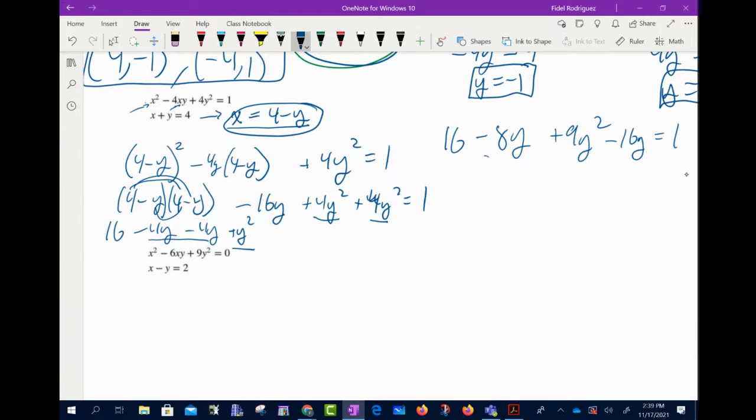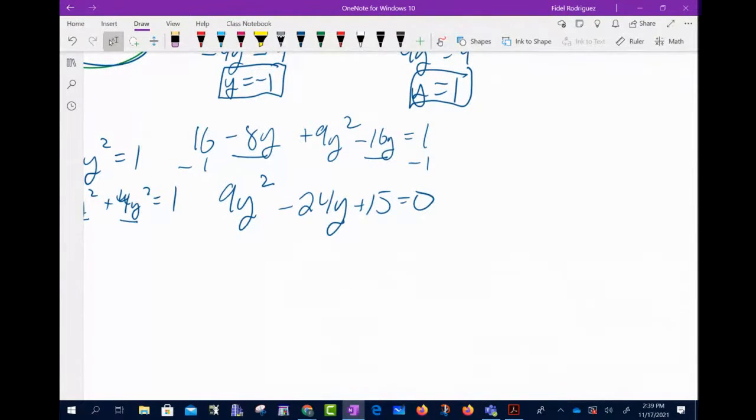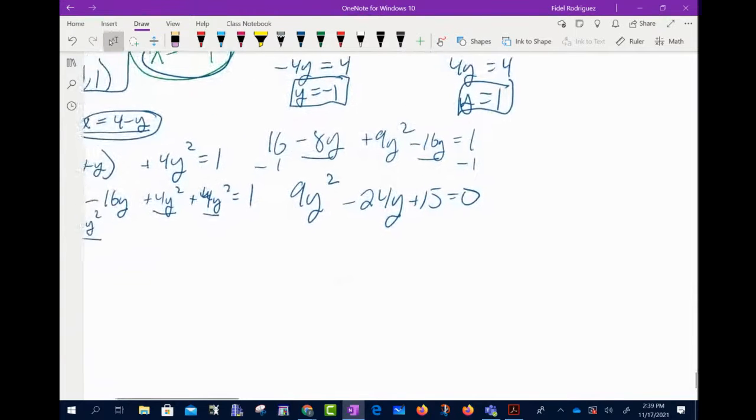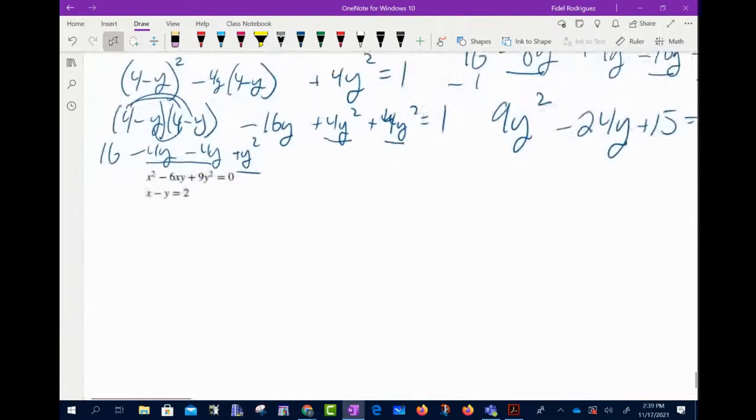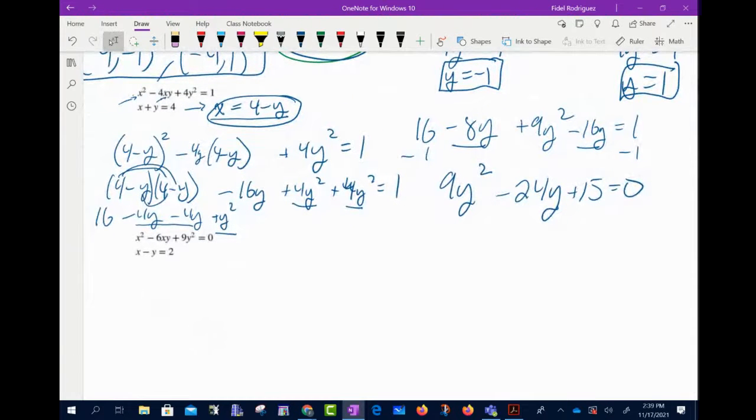All right, so look, we can still combine some more terms. We can combine this one here and this one here. So that's a 9y squared. That's a minus 24y. And if I subtract 1 on both sides, that's a plus 15 equals 0. Okay. So this 16 right here? Oh, okay. So yeah, because I had a 1 on this side, I subtracted 1 on both sides, and that gave me a 15.